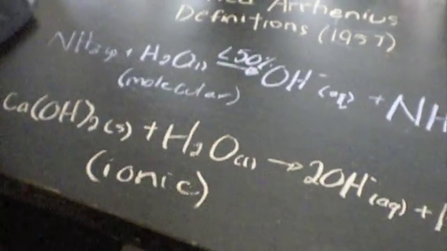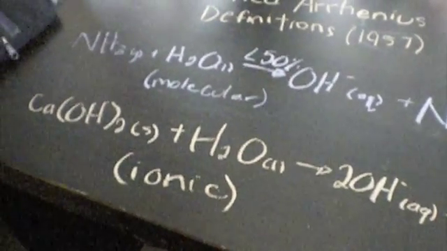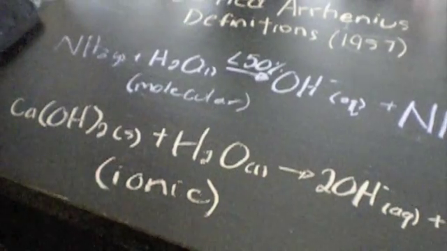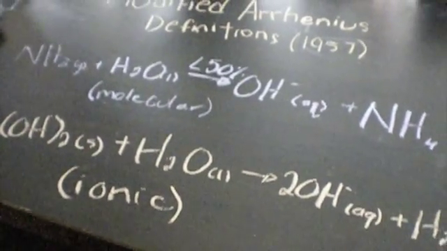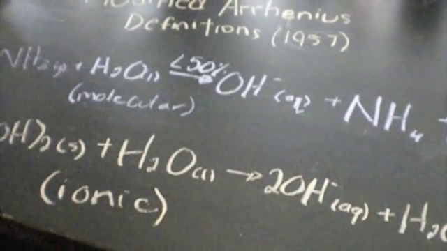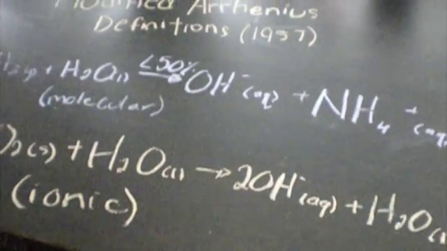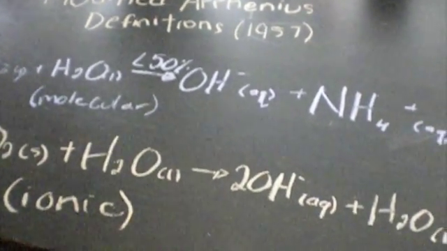The second one is for ionic bases. It is Ca(OH)2 solid plus H2O liquid becomes 2 OH negative aqueous plus H2O liquid plus Ca2 positive aqueous.